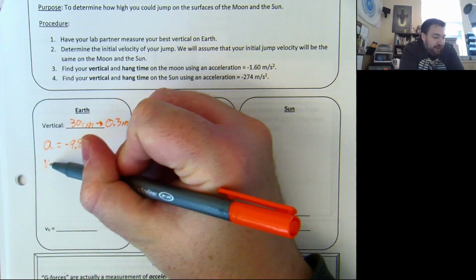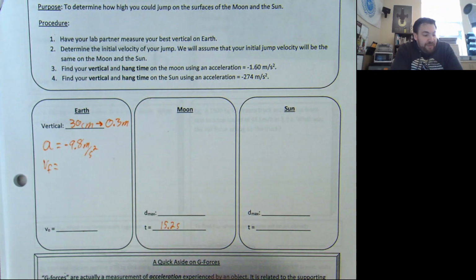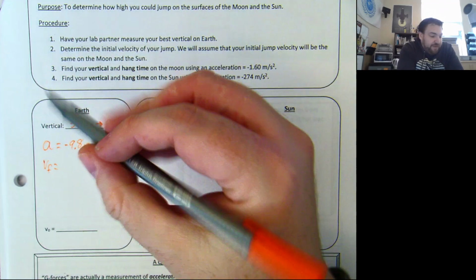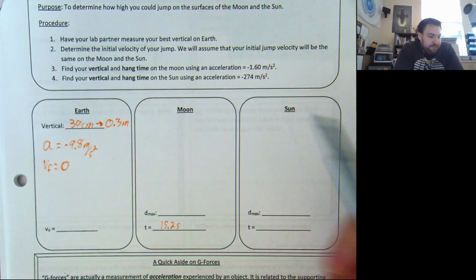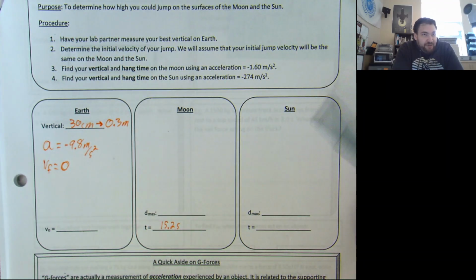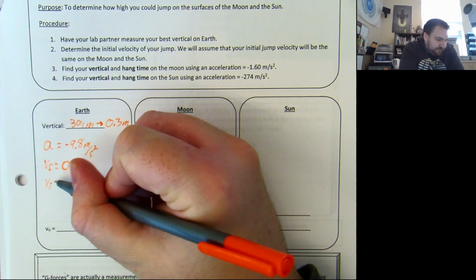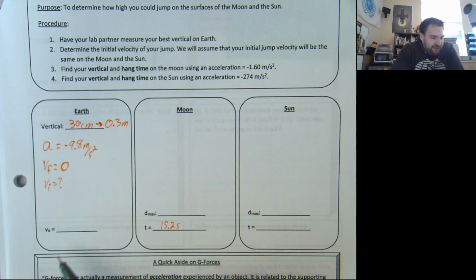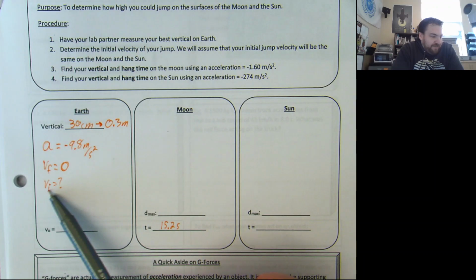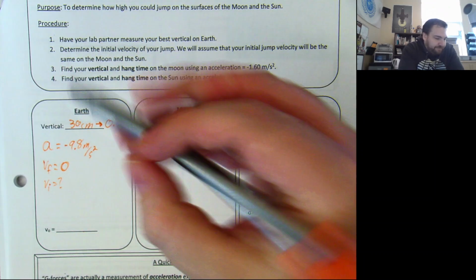Your V final, if you want to know your V initial, the one thing we do know is that at the top of your vertical, your VF would have been 0. Because that's how you know you're at the top, is when you stop moving upwards. And now we want to know what VI is. This notation here, V0, is V at 0 time, which is what we've been calling VI for the longest time.